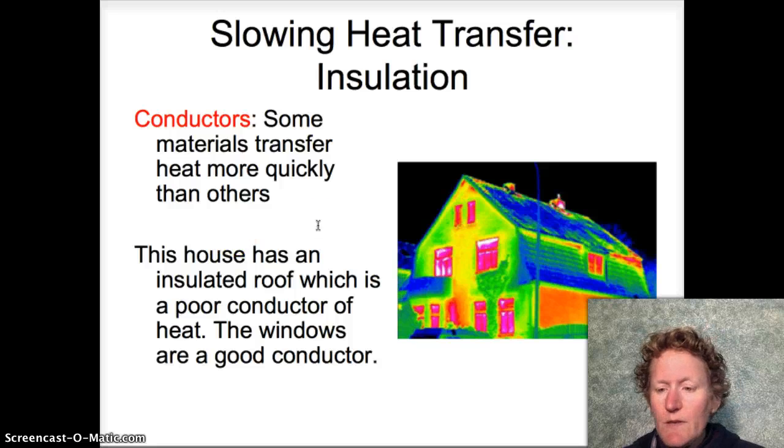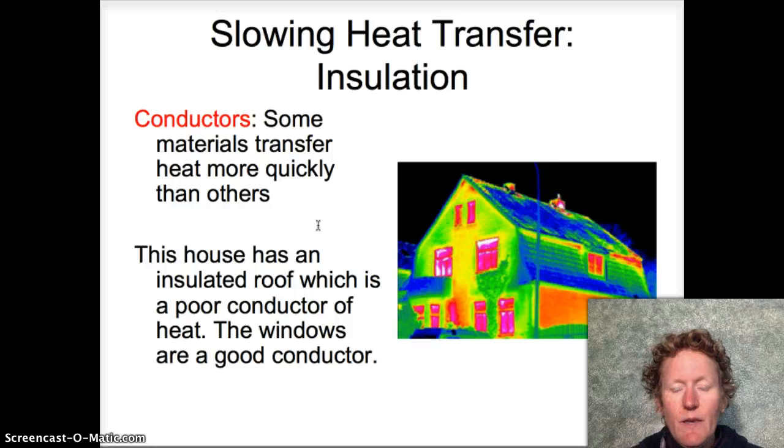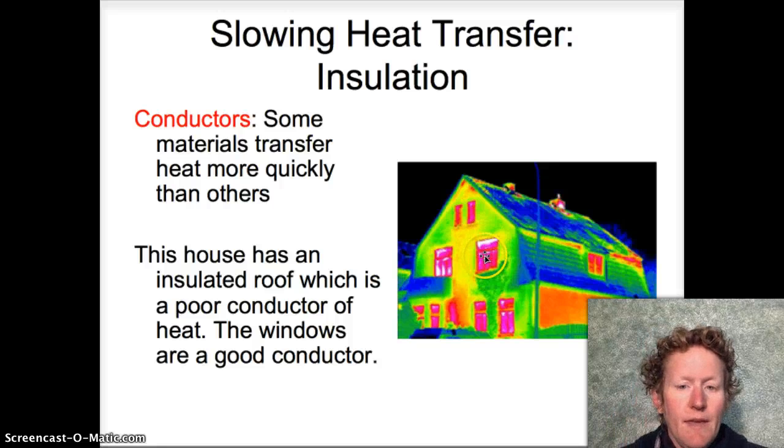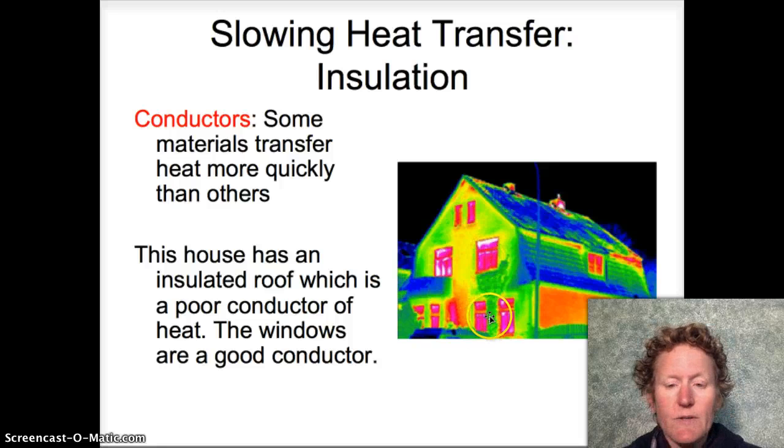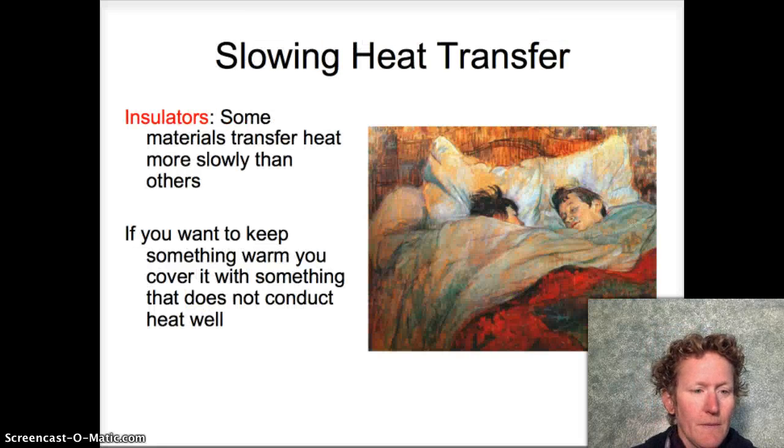When we use things that don't conduct heat very well, they're called insulation. So you put insulation on your roof and your walls. They're kind of bluish here, and you can see that your windows, even though you might have 2 panes of glass, they conduct heat pretty well, so they're much warmer in this thermograph.